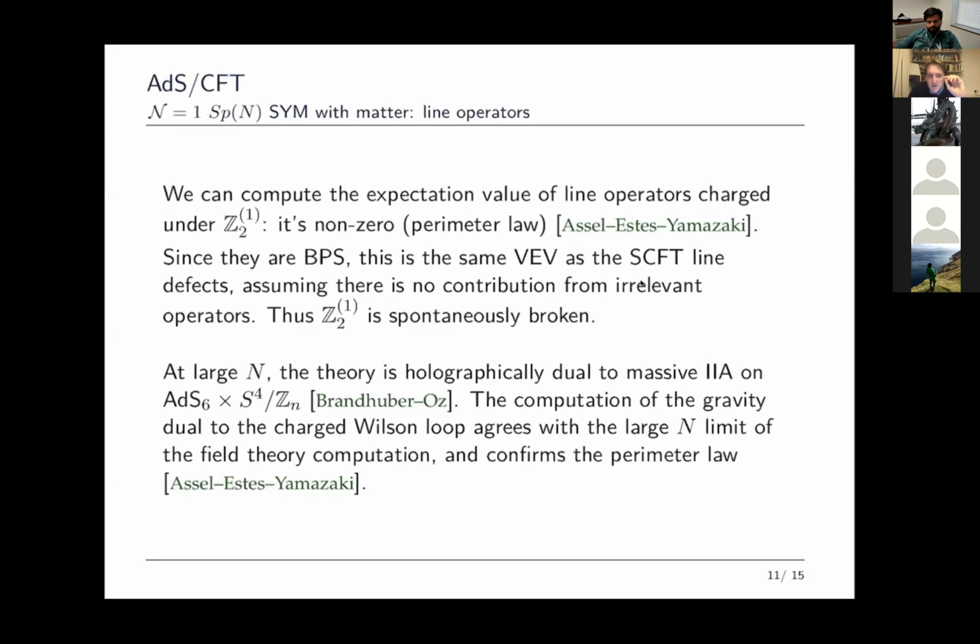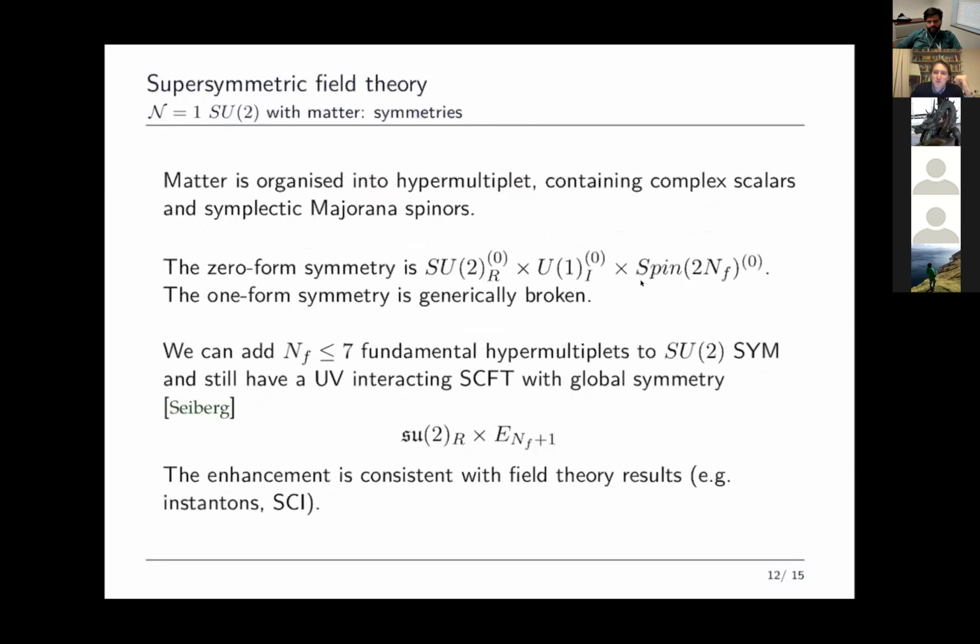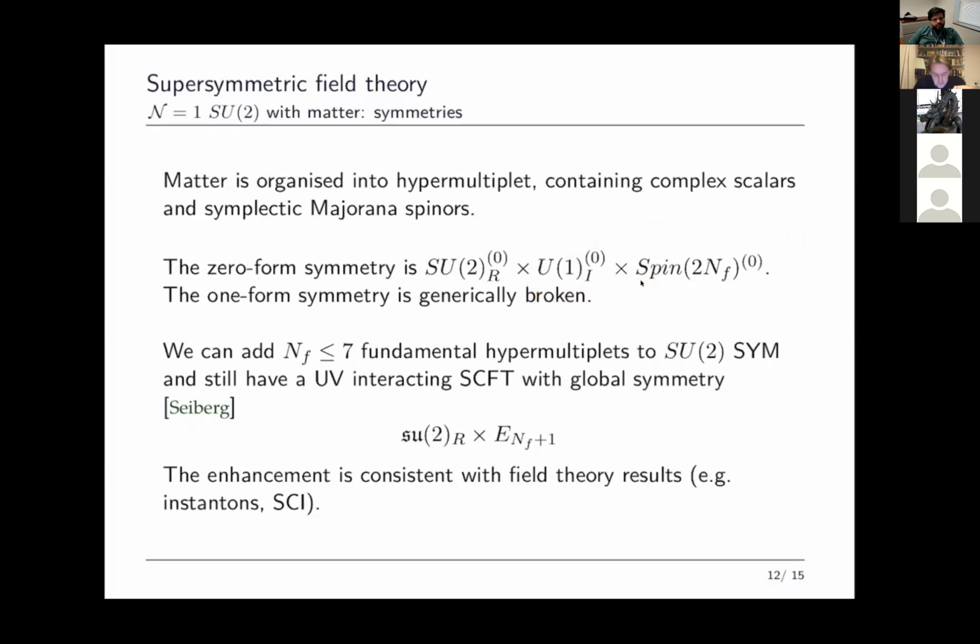Finally, let's go back to our simple SU(2) model, but now let's add matter. As long as we add less than 7 hypermultiplets in the fundamental representation, we still have a UV completion to an interacting SCFT, and string theory predicts also the global symmetry of this fixed point, which is enhanced from the symmetry in the infrared. Namely, the instanton symmetry combines with the flavor symmetry into an E_{N_f+1}. So that's until E8. And then you go into affine algebras and you uplift to 6 dimensions.